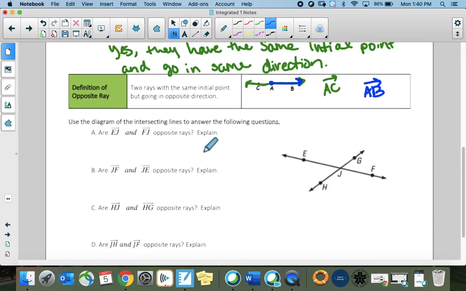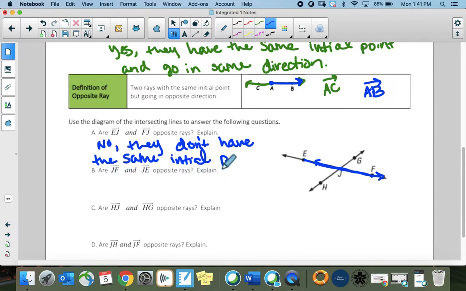So it says use the diagram of the intersecting lines to answer the following questions. Are EF and FJ opposite rays? So EF goes this direction. Here's EJ, and then FJ. They actually go in opposite directions. Yes. However, they don't have the same initial point. So this would be no. They don't have the same initial point.